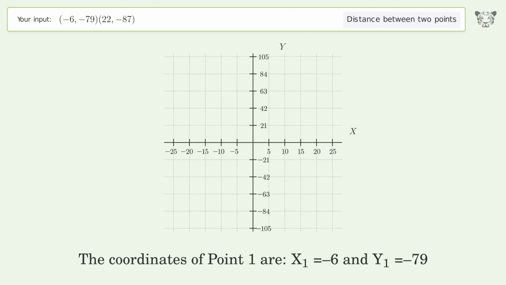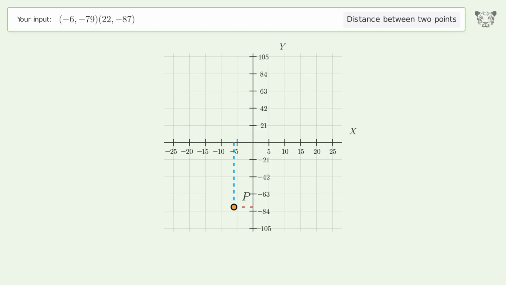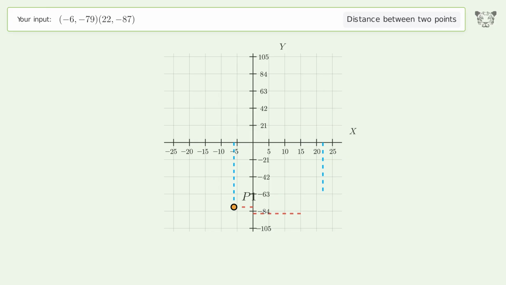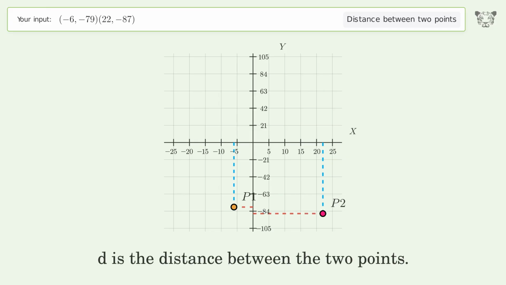The coordinates of point 1 are x1 equals -6 and y1 equals -79. The coordinates of point 2 are x2 equals 22 and y2 equals -87. D is the distance between the 2 points.